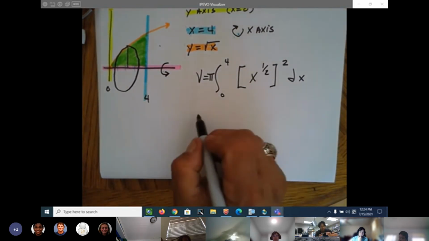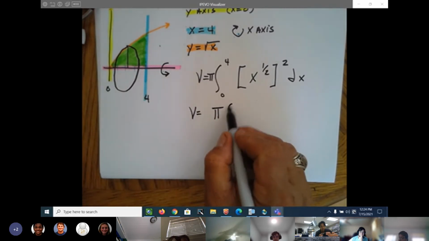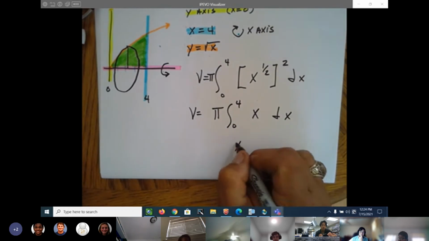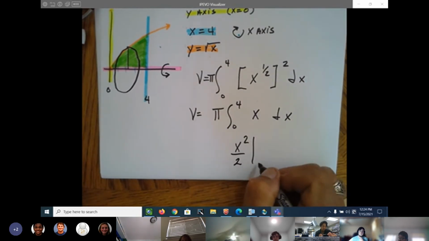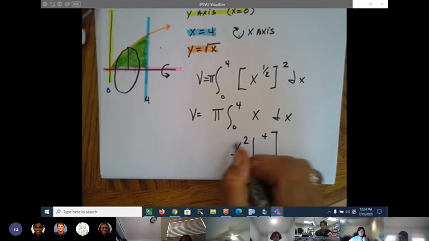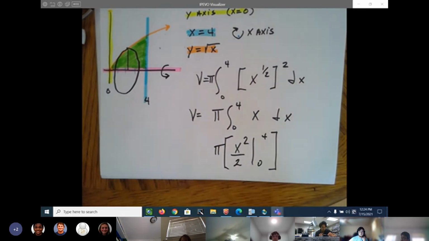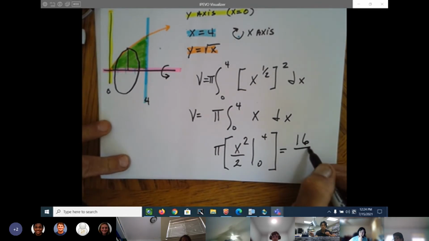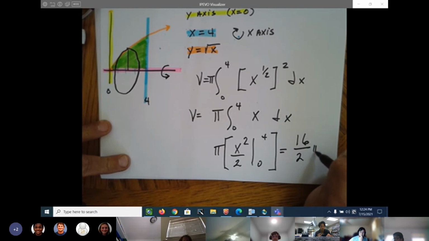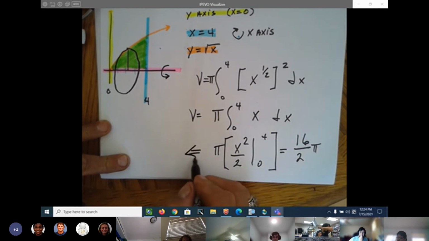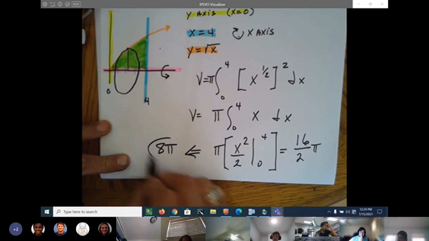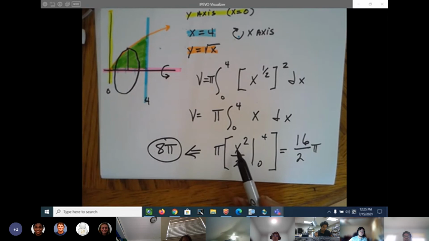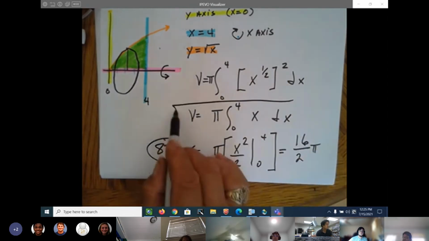And then that's going to be V is equal to pi times the integral from 0 to 4 of x dx, x squared divided by 2 evaluated at 0 and 4, multiplied by pi. And of course we got the same thing we got yesterday, 16 over 2 pi, which is 8 pi. Now, I really could care less about the math. I just want to make sure you can get to the setup.